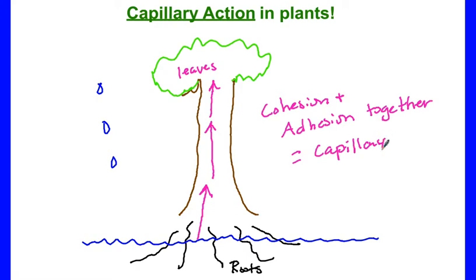So literally, the water is attracted to itself, and it's also attracted to the parts of the tree, and so that allows it to climb up, up, up until it gets to the leaves, which is where it wants to go. So capillary action is really important in living things, especially in plants.